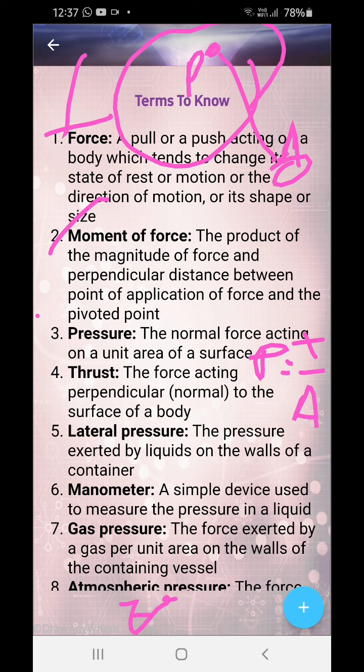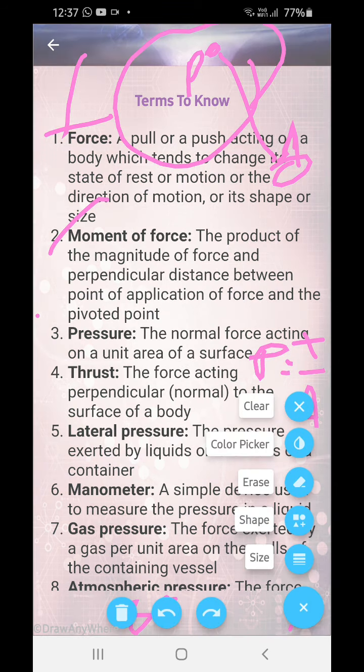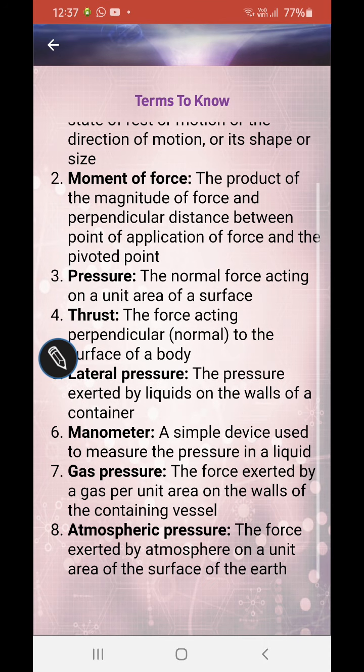Gas pressure: the force exerted by the gas per unit area on the walls of the containing vessel. Your gas stove also has walls to keep the pressure intact, because the gases are compressed and they are trying to break out, to spread out, to diffuse, to flow. That's why they are giving pressure.